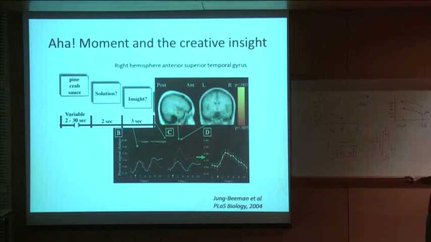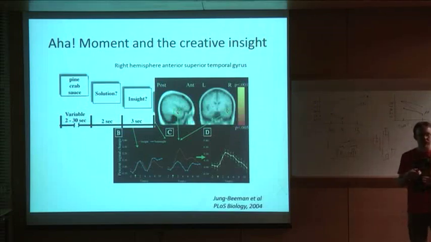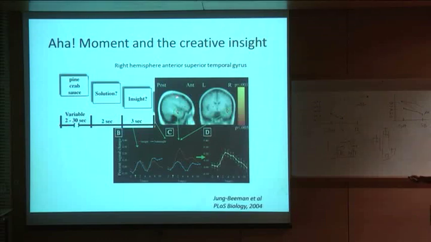And the subjects had to then report if they came to the solution by insight or by systematic working. And in the case of insight versus non-insight mode of solving the task, the anterior superior temporal gyrus in the right hemisphere was consistently active. So during this aha moment, the anterior superior temporal gyrus was active, and actually it was even active a bit before the aha moment. So indeed, this creative insight is linked to activity in the right hemisphere.